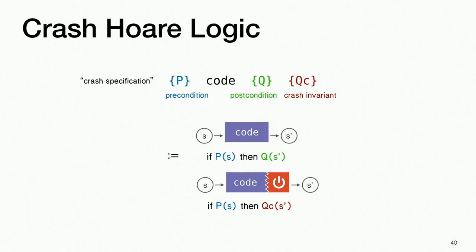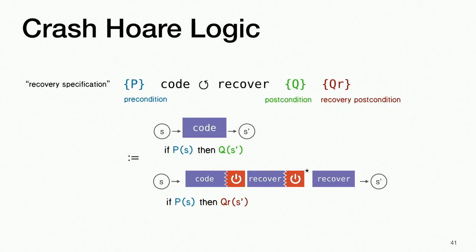So these crash specifications are pretty easy to reason about because they chain nicely. If you crash in the beginning or the end, the new crash invariant is going to just be the OR of the two crash invariants. But these recovery specifications don't compose nicely at all. So how do we actually prove these things correct?